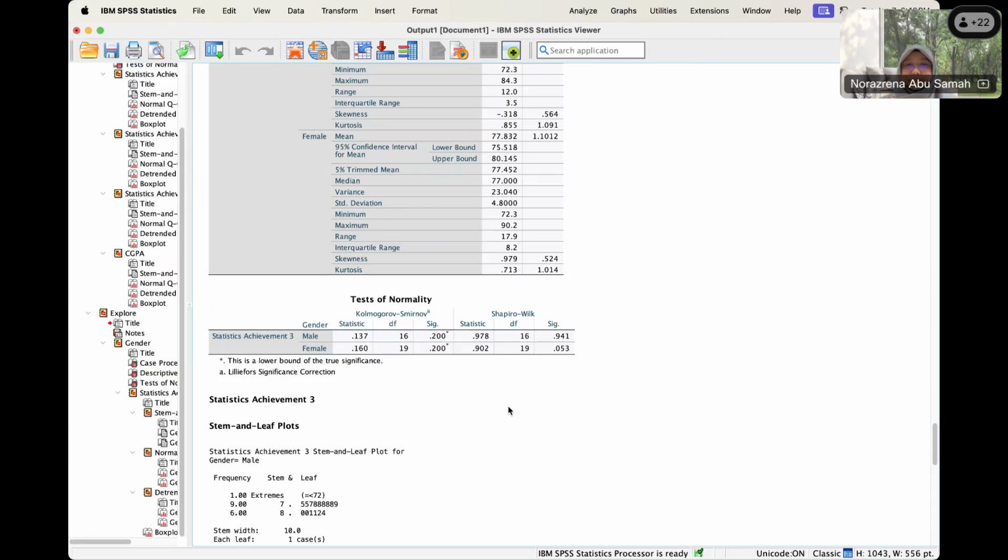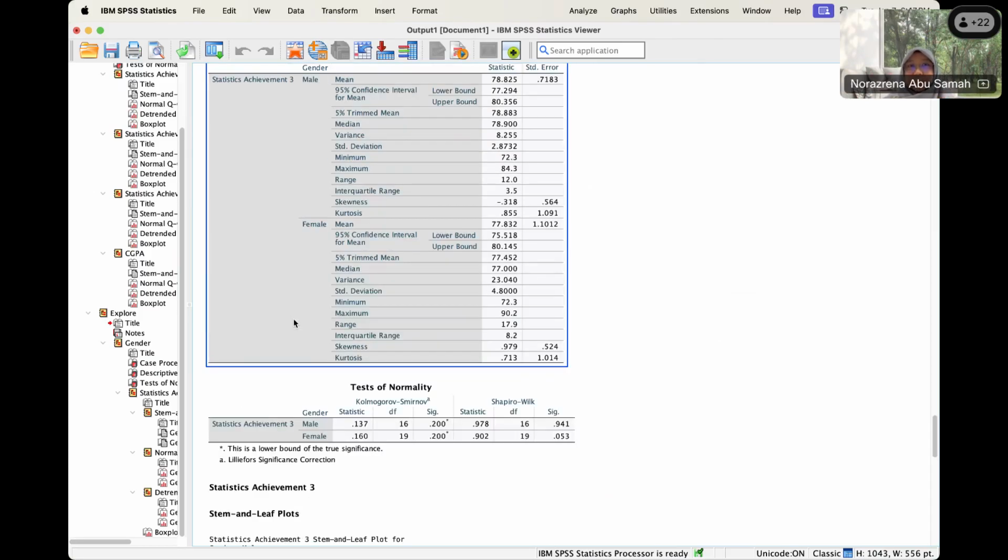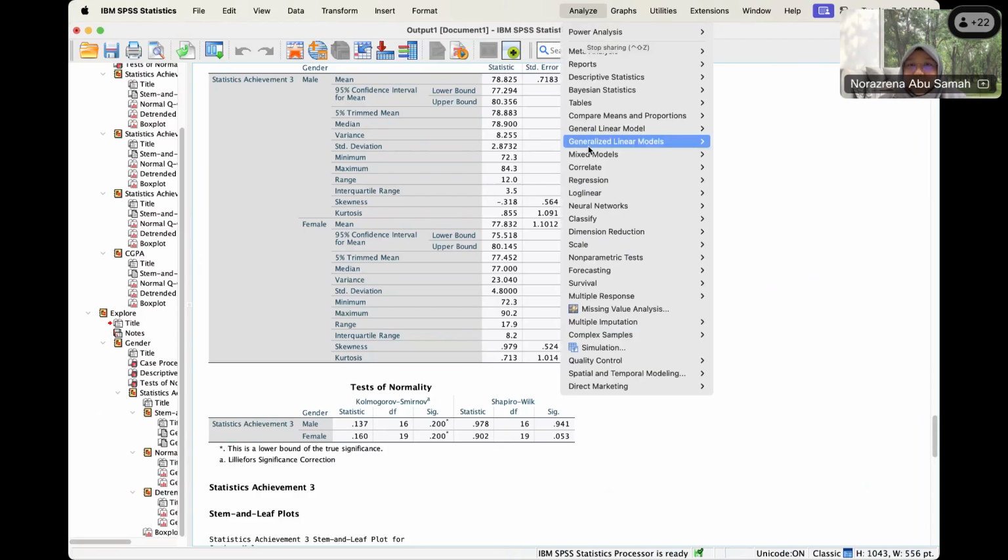If I want to compare between male and female, I must run the normality test between male and female first in terms of their scores. Need to remember this. You cannot make it general and then just say that it is not normal. No, it's incorrect. I hope this is clear. Can you give me at least a thumbs up to know that you are clear? All right, so that's the normality test. Need to remember that.